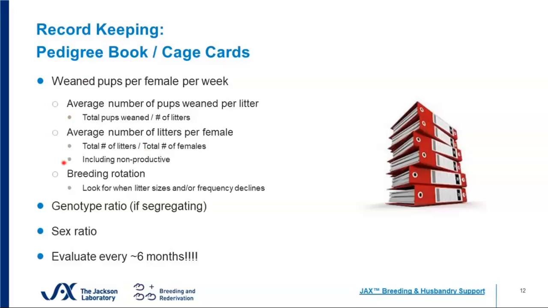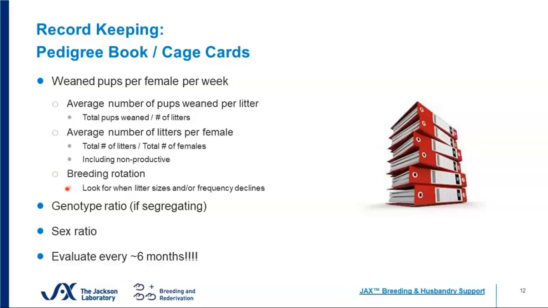But you have to be sure to include any non-productive females. Any females that don't produce any litters, you have to include them in this total number of females. Otherwise, you will underestimate the total number of females in your colony, and you'll overestimate the breeding performance. And then you also have to know the breeding rotation. That's the length of time between the day you set up your breeders to the day that you retire them and pull them out of your breeding rotation. If you're not using a set rotation, 30 weeks or 36 weeks or whatever it is, what you want to do is look for when the litter sizes and/or the frequency of your litters begins to decline.